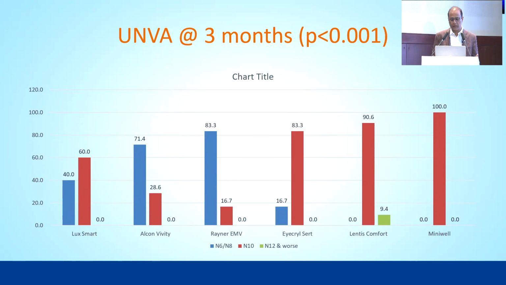At 3 months, a similar picture for near visual acuity. Again, as I said, the number of patients in this group was lesser compared to 1 month. And these are the patients who demanded higher addition in some cases, and we had to give them that higher addition to make them happy. But overall patient satisfaction with all these lenses is quite good.